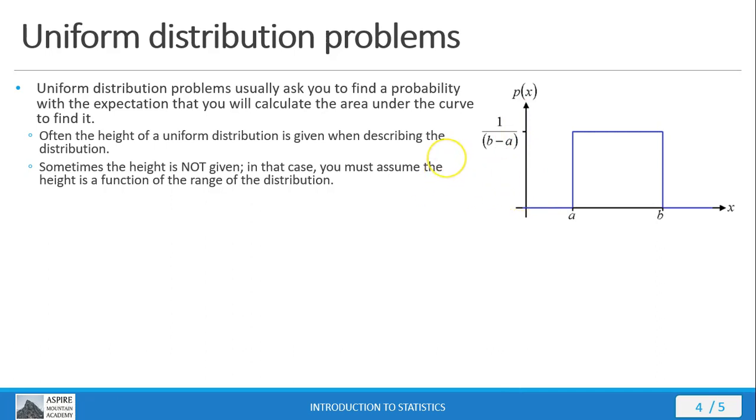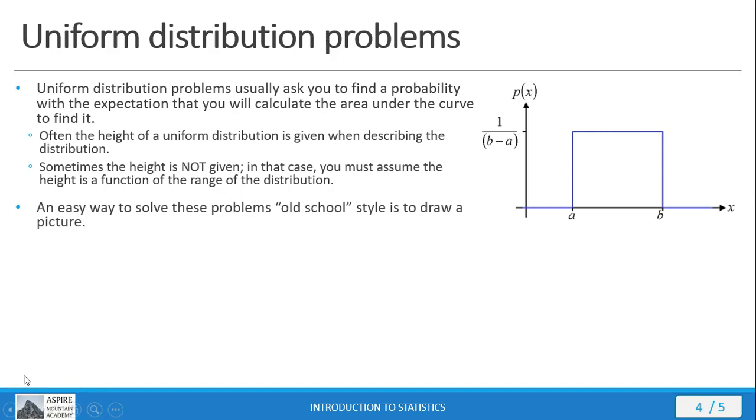And in that case, you have to assume the height is a function of the range of the distribution using this little formula right here. So you simply take the max value, the min value, subtract the two out, and then take the reciprocal of that. So 1 over that difference gives you the height of the rectangle in your uniform distribution.